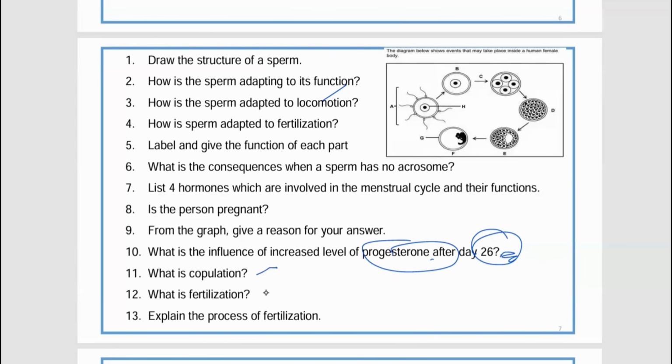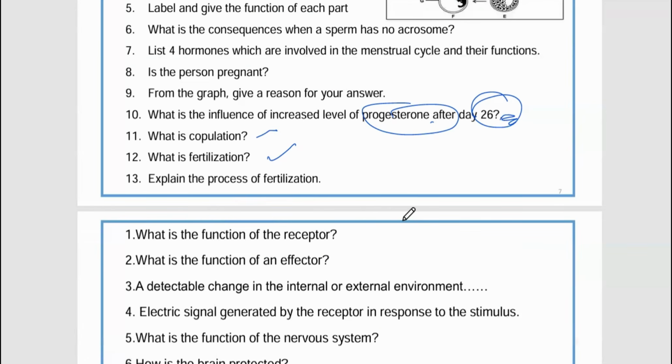What is copulation? We saw it. Insertion of a penis into a vagina. What is fertilization? We saw it. We said that when the haploid nucleus of the sperm fuses with the haploid nucleus of the ovum, it forms a diploid zygote. Explain the process of fertilization. When the sperm comes into contact with the ovum, the acrosome releases enzymes which digest the membrane of the ovum. You see? And then the haploid nucleus of the sperm will fuse with the haploid nucleus of the ovum, forming a diploid zygote.